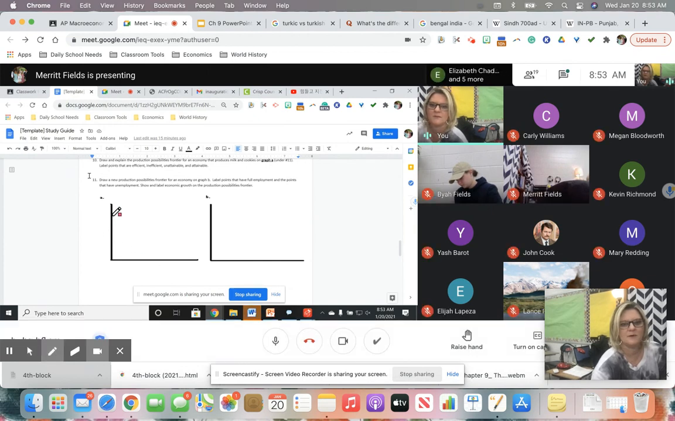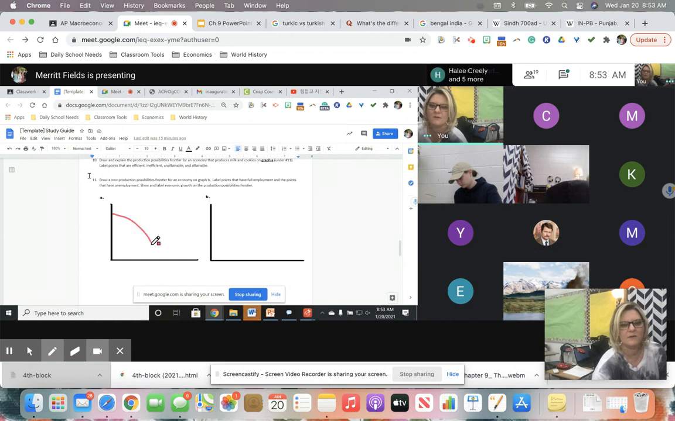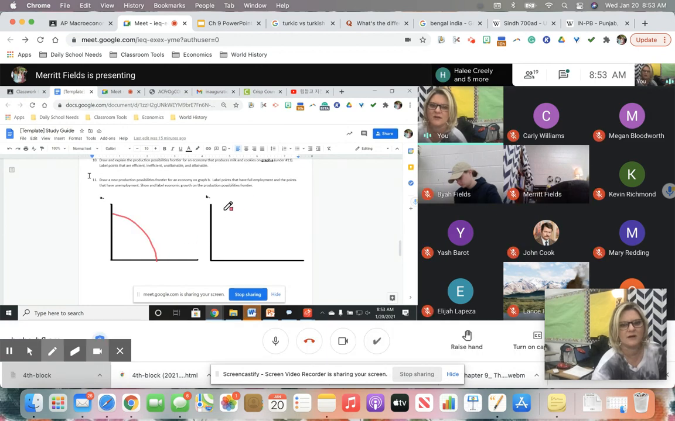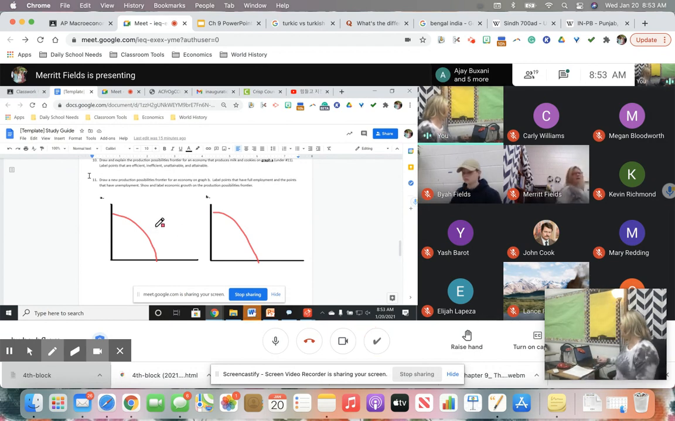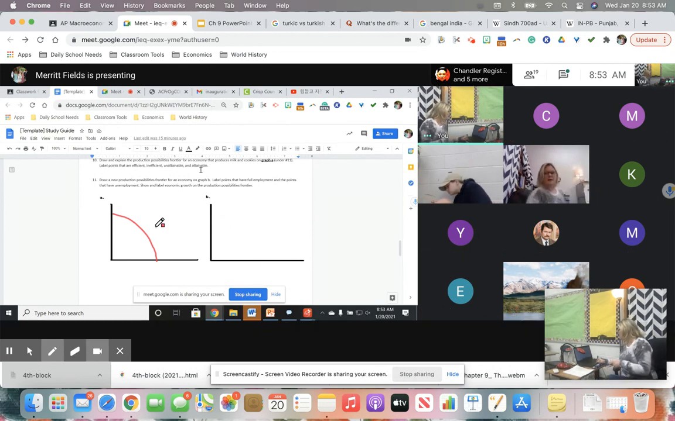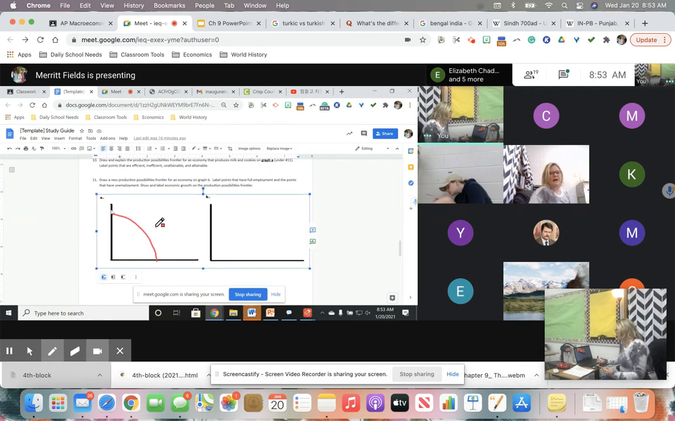So your production possibilities curve for an economy on a graph will look like that. Can y'all see that, or is that just on my screen? Where I drew in red? No, we can't see that. You can't see that? Okay, all right, well, I'm videoing this if you want to go back and look at it, but I have drawn it in red. So basically, I can't do it on here, but a production possibilities frontier would look like a curved line going this way.